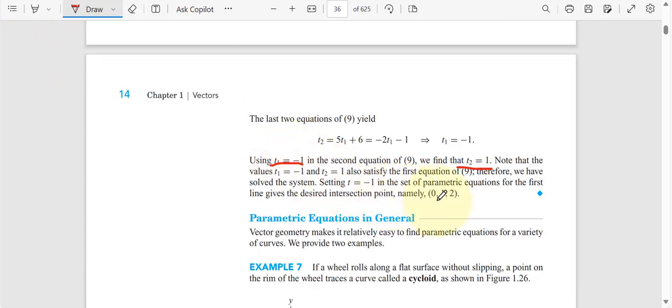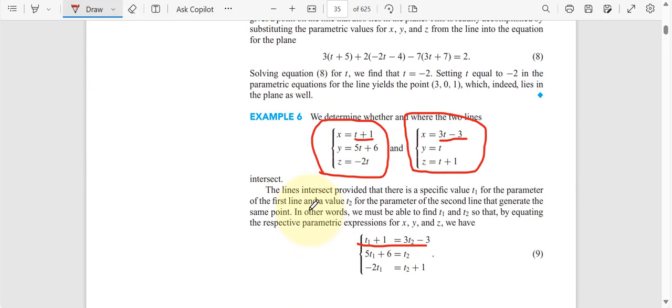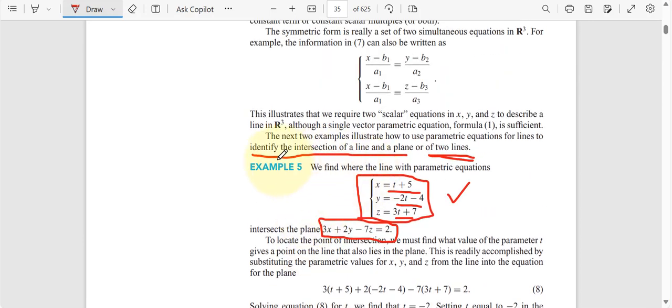And it turns out for these equations that this is the point of intersection, so they do intersect. Okay, so we did two examples. What were they? The first one was given a line and a plane, and the plane was given here, and the line was given here, and we found the point of intersection.